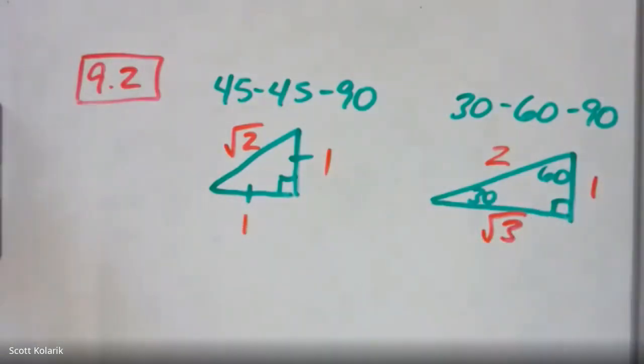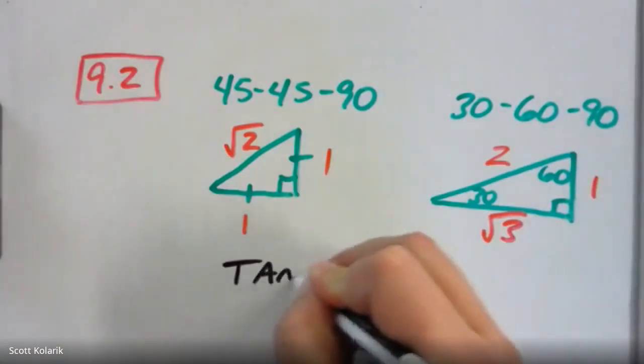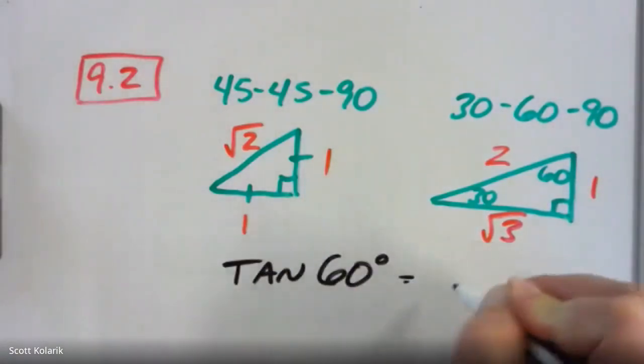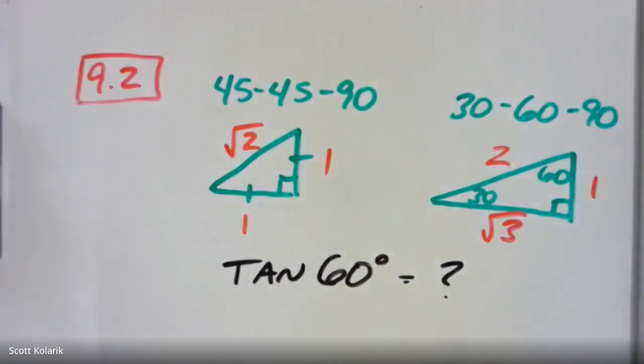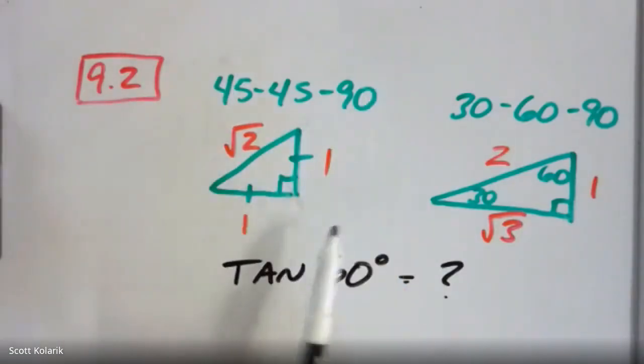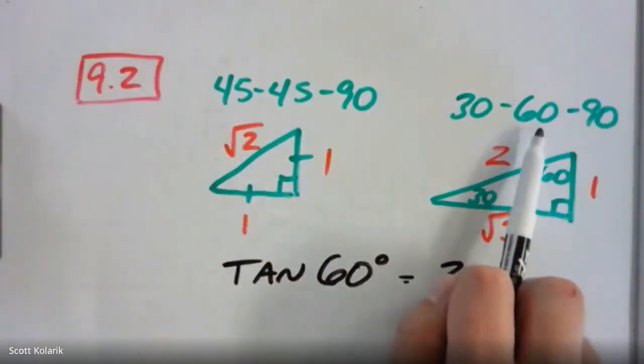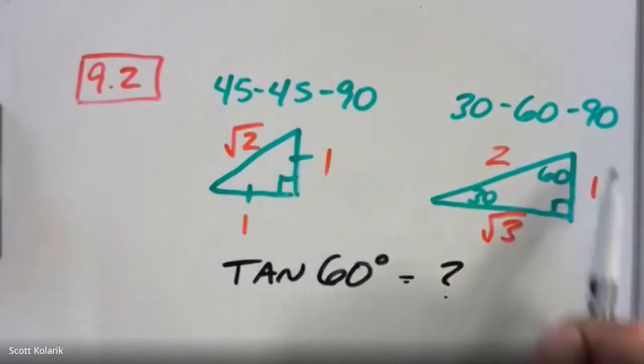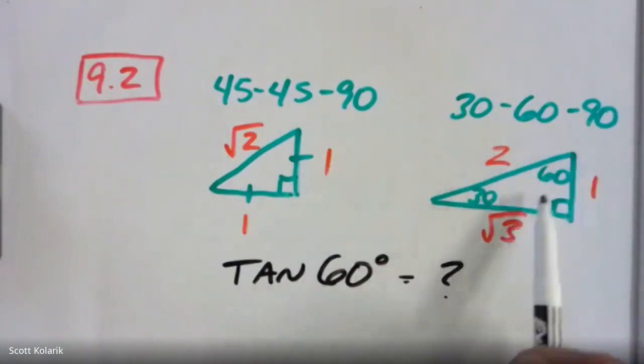And so in this example, it says, use special right triangles to find the tangent of 60 degrees. So essentially it's like, all right, well, what's the tangent of 60 degrees? And why would I use special right triangles? Well, let me point out that there is no 60 degree angle over here, so this one's just not helpful. But there is a 60 degree angle here. And so I'm going to use this special right triangle to figure out what the tangent of 60 degrees is. It's actually just what we did.